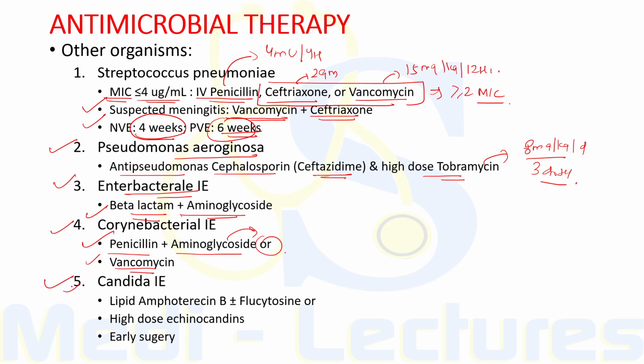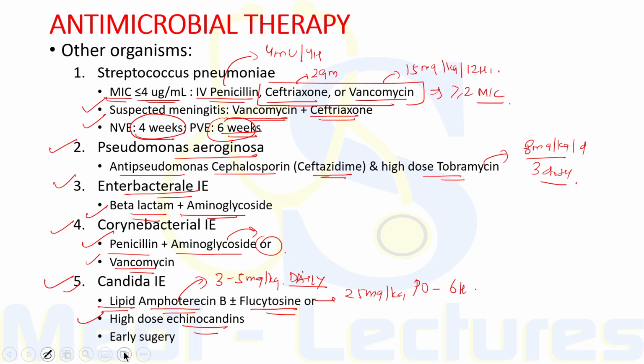Now for Candida, the treatment usually consists of lipid formulation amphotericin B in a dose of 3 to 5 mg per kg IV daily with or without flucytosine, which is given 25 mg per kg per orally every 6 hours. Alternatively, we can go for high dose echinocandins. Early surgery is required in fungal endocarditis if there is valve dysfunction or prosthetic valve endocarditis.